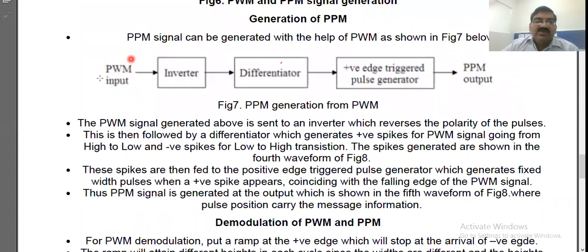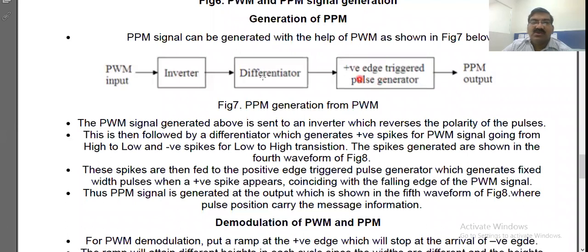What we are doing is giving the pulse width modulation to the inverter and the differentiator. This differentiator plays the major role, and it creates a differentiated pulse. And this differentiated pulse we are giving to the positive edge trigger and the pulse.